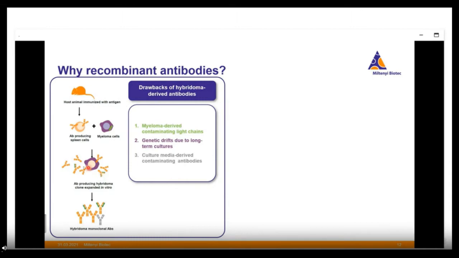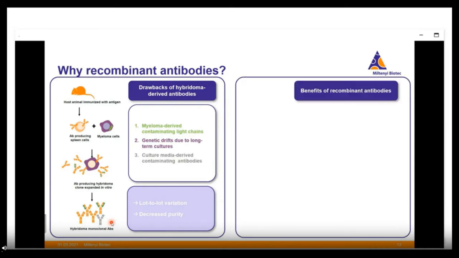Further contamination can also come from the culture media, which are also basically from serum, and that leads to some immunoglobulin impurity in your resulting antibody. Therefore, all this leads to lot-to-lot variability as well as a decrease in the purity of the product.